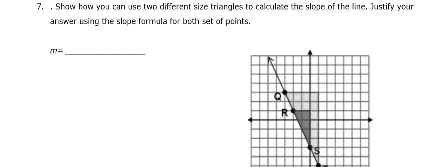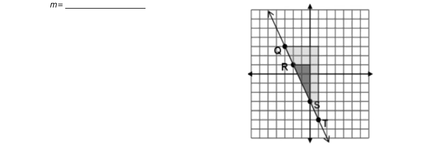Number 7, show how you can use 2 different size triangles to calculate the slope of the line. Justify your answer using the slope formula for both sets of points. Okay, so let's look at my 2 different size triangles, how they can both help me find the slope. Well, first I can see that my line, if I look from left to right, is decreasing. It's falling, so this is going to be a negative slope. I know that regardless of the size of my triangle, I should get the same calculation for slope.